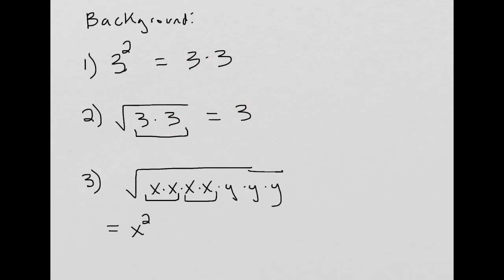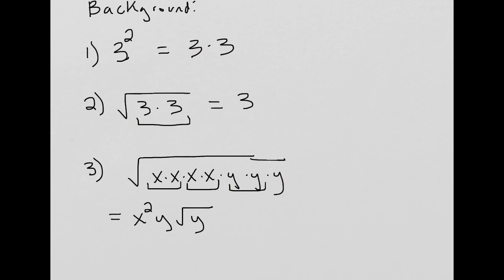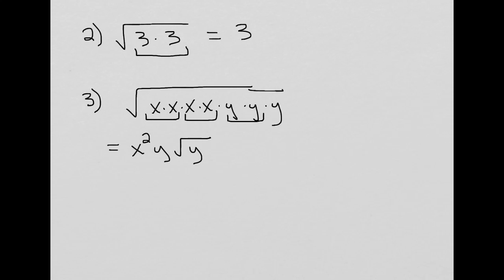If we look at our y's, well, I've got 1 group of 2 y's, and then I have this 1 y left over. So what that means is this group of 2 y's allows me to pull 1 y out, and then I still have 1 y that's stuck underneath my square root. I can't really do anything with it because it doesn't have a partner. Let's look at one more example, and then we'll take a look at the original problem.